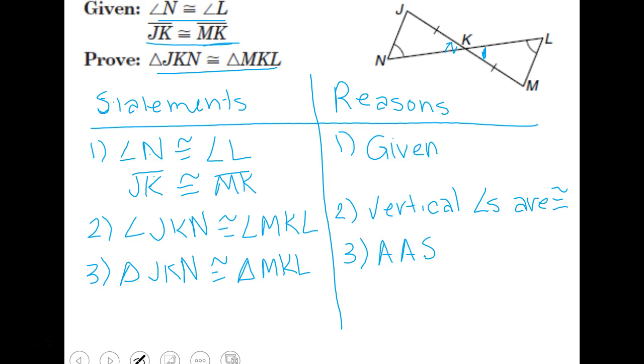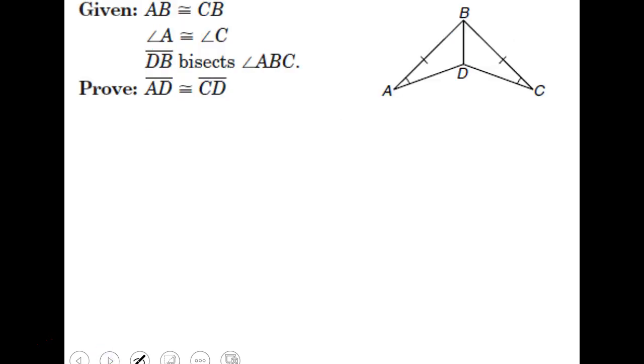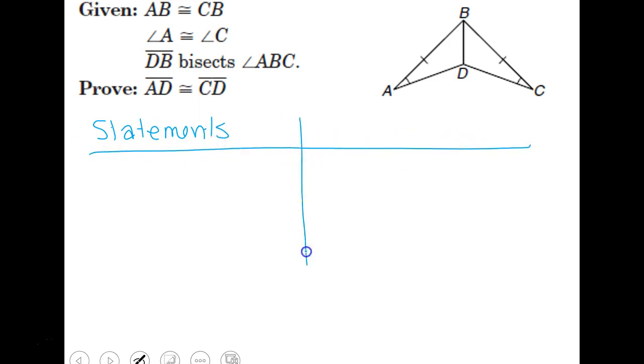Okay, let's do one that's a little more complicated. All right, here's our next one, and in this one we have AB is congruent to CB, angle C is congruent to angle A, and we also know DB bisects angle ABC. Okay, so we're going to make our chart, statements, and reasons.